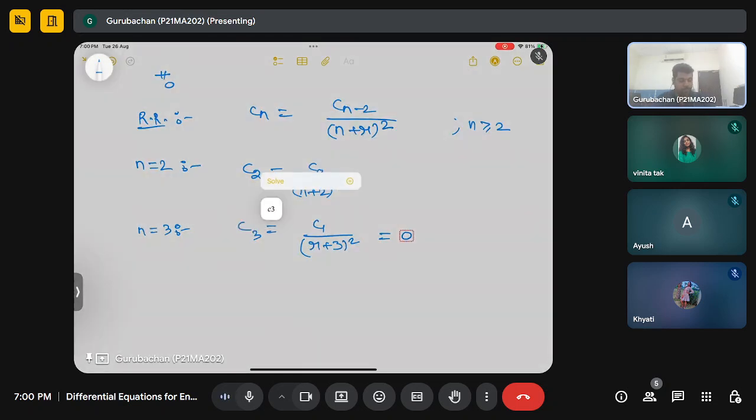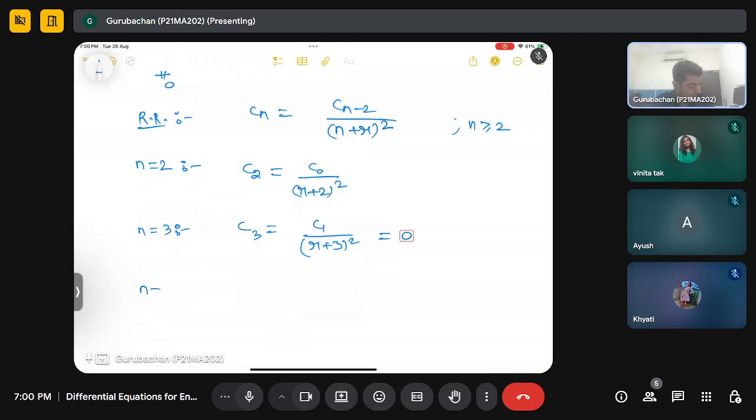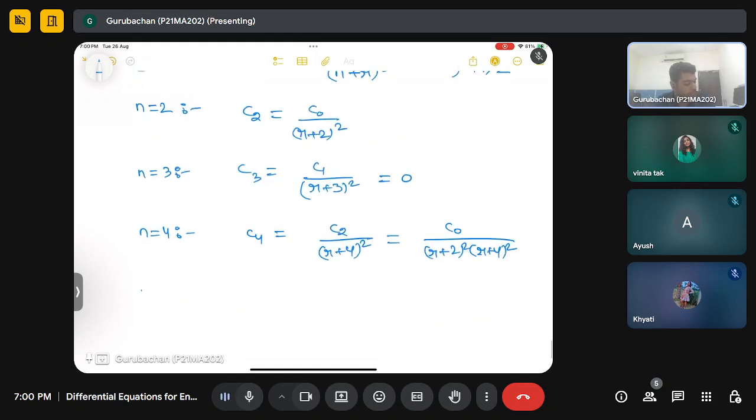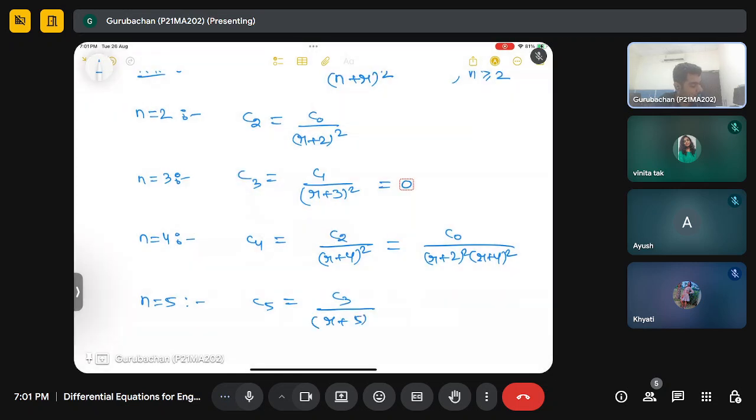Next is n equal to 4, and c4 will be c2 divided by (r plus 4) whole square, and c2 is c naught divided by (r plus 2) whole square. And again for n equal to 5, c5 will be c3 divided by (r plus 5) whole square. This will be 0 since c3 is 0.